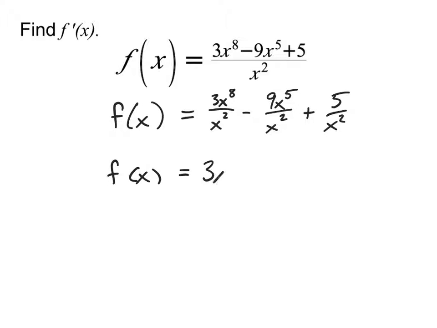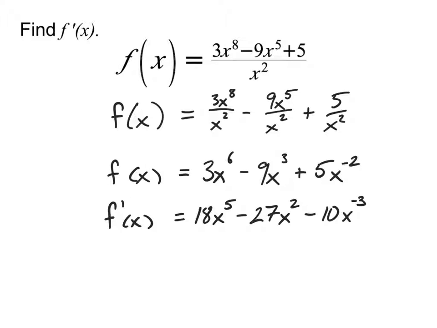So then this becomes 3x to the 6th minus 9x cubed plus, now that last one is technically simplified, but I need to be able to use power rule on it. So I'm going to write that as 5x to the negative 2. Now we can find our derivative. And so just by applying the power rule, we end up here.